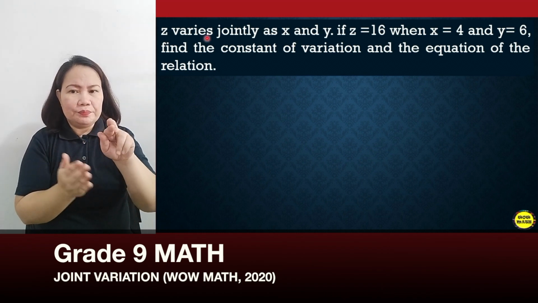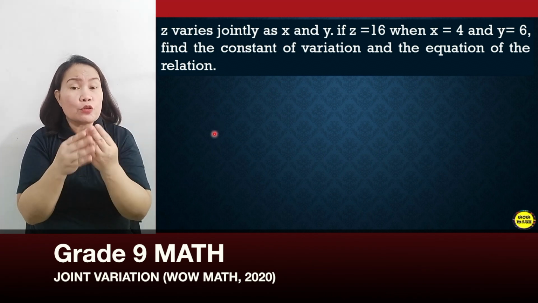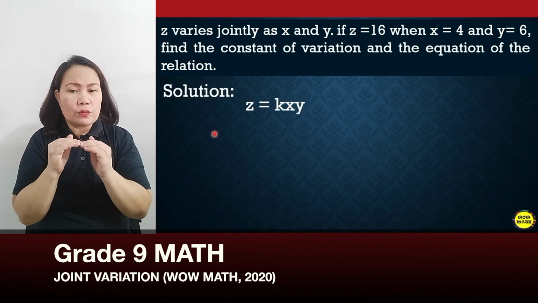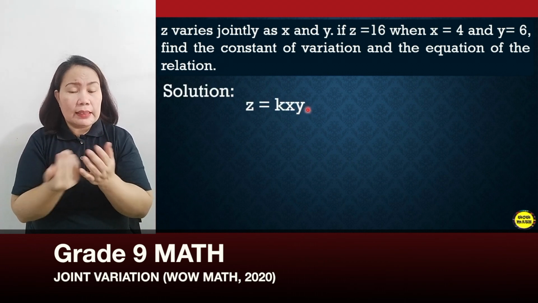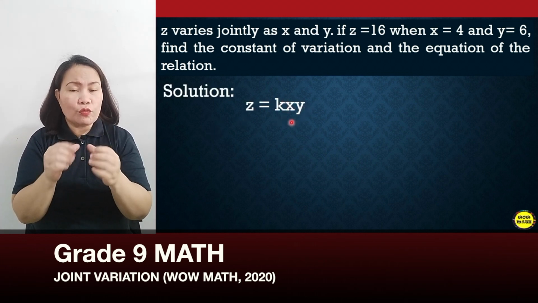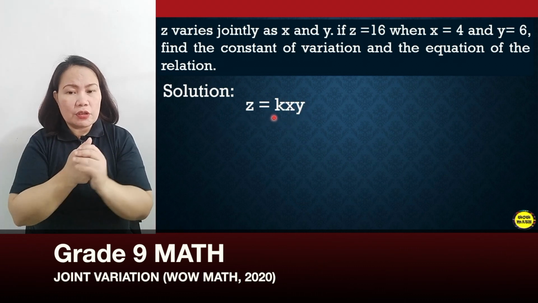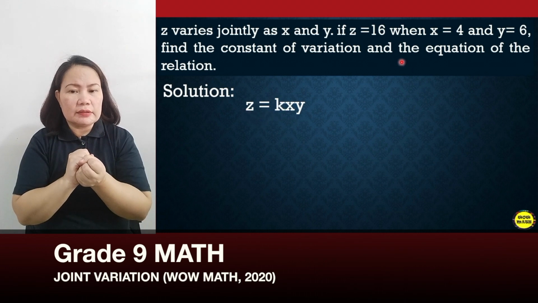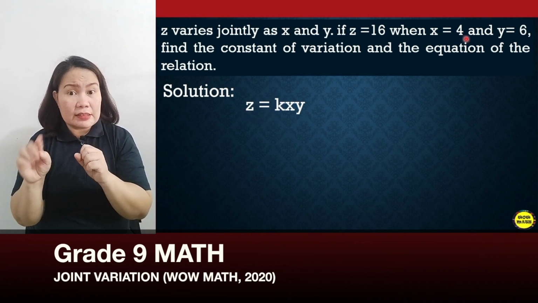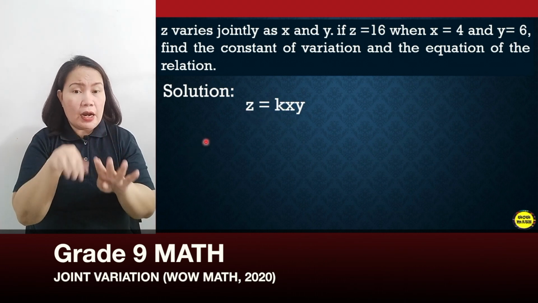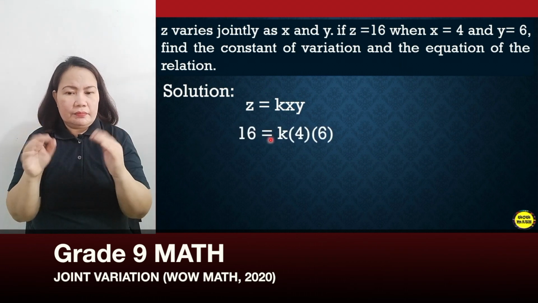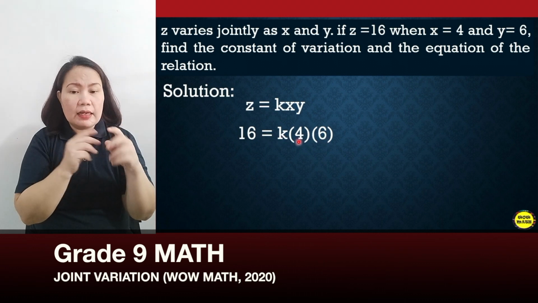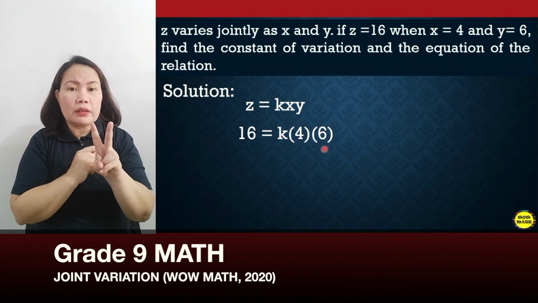So, kailangan natin tingnan mabuti. So, pag translate natin ito, mathematical sentence, that is Z is equal to KXY. Again, yung K natin, that is the constant of variation. So, para makuha natin yung constant of variation, substitute natin yung given natin na 16, 4, and 6. So, yung Z natin is 16, yung X natin is 4, yung Y natin is 6. Then, multiply 4 times 6, that is 24.